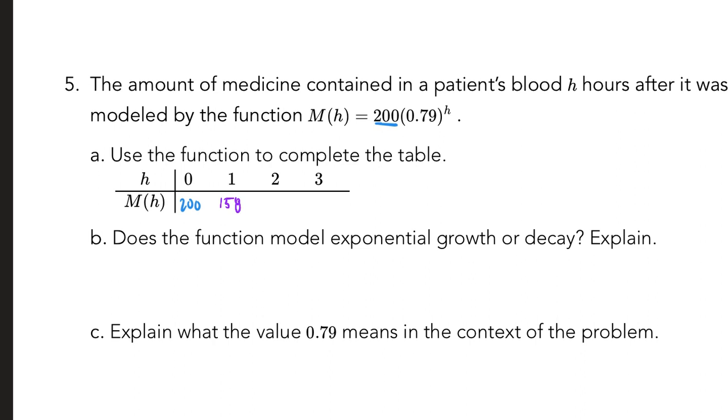200 times 0.79 to the second is 124.82, so I'm just going to say 125. And to the third power, 98.6, and so on, so I'm just going to say 99.